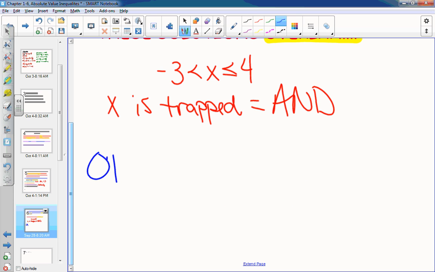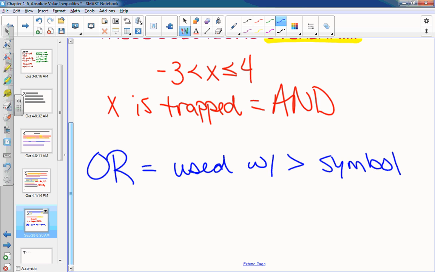An or statement is used with the greater than symbol. And you must have case 1 and case 2 with this. Okay? You must have case 1 and case 2 with this.